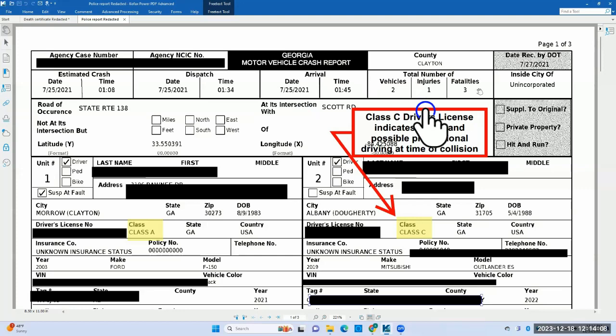Of course, we're going to see that the number of vehicles that were involved was 2 vehicles. There was 1 injury and 3 fatalities. Fatalities means how many people passed away in this crash. They'll tell you what road this happened on. Here it's State Road 138 at an intersection with Scott Road.